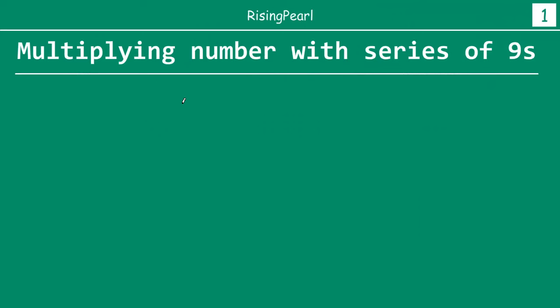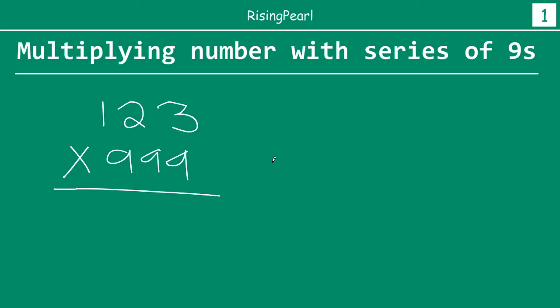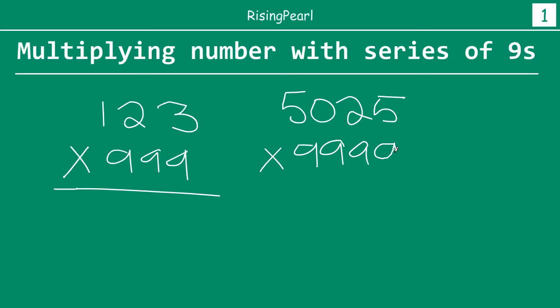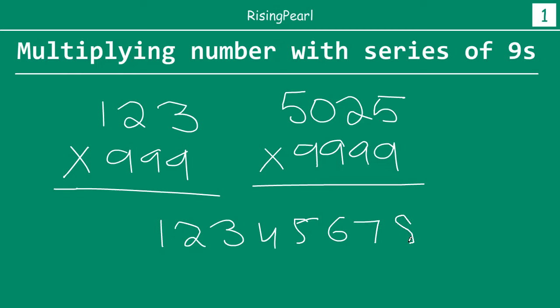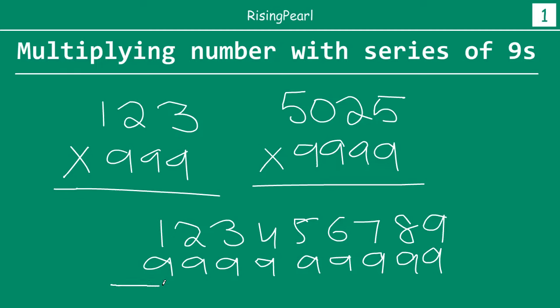Now in the last video we talked about how we multiply, for example, 123 with 999. Also we saw how we can multiply 5025 by 9999. And we also saw how we multiply 123456789, I'm just trying to write a very big number, by 999999999. In the last video, we looked at how we multiply these numbers.